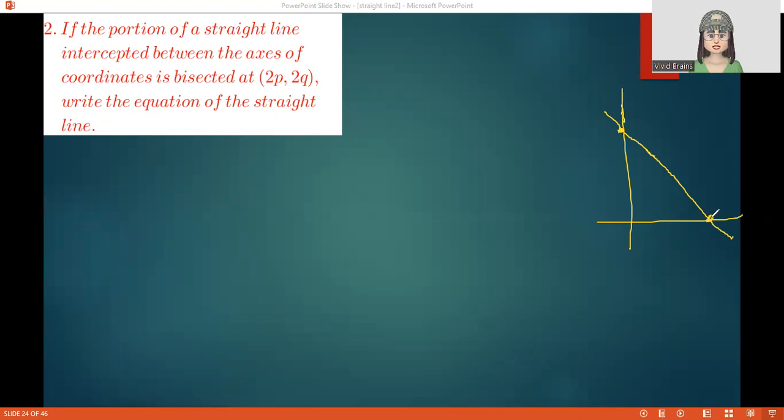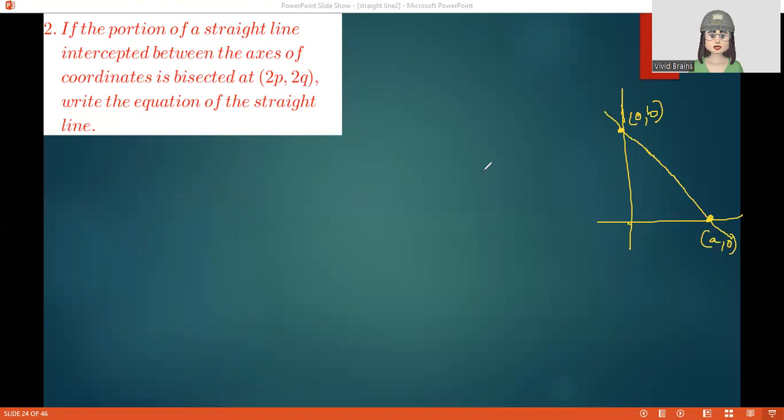So let us take the distance from here to here as a. Then it can be a comma 0, right? And this can be 0 comma b, right? Because any coordinate on the x-axis, the y coordinate is always 0. The x coordinate on the y-axis is 0. So a comma 0 and 0 comma b.